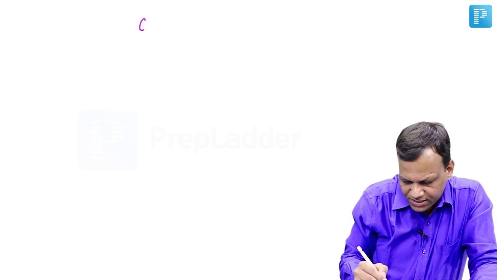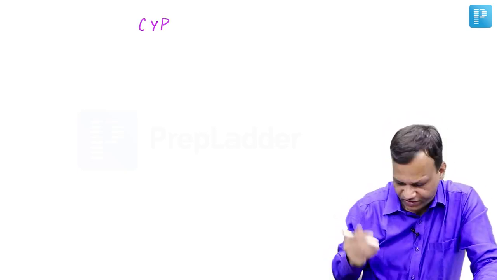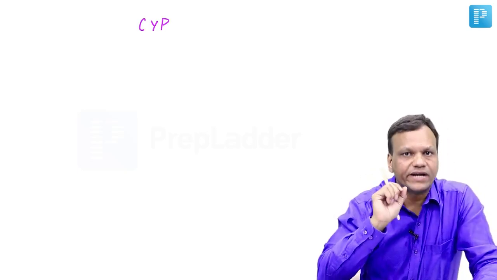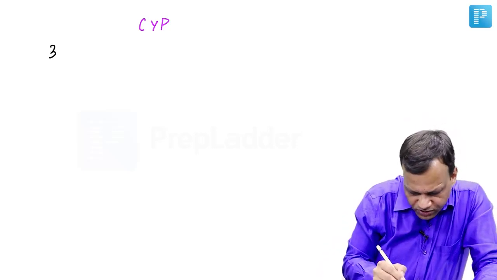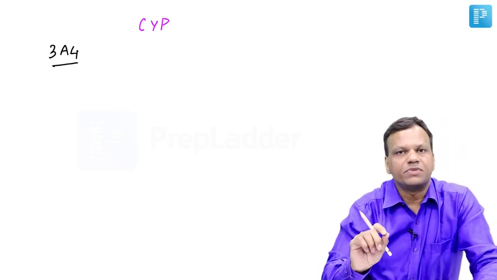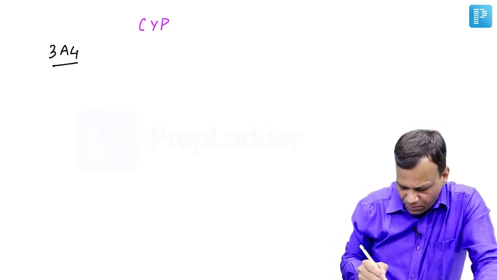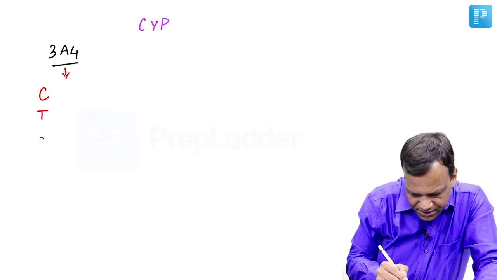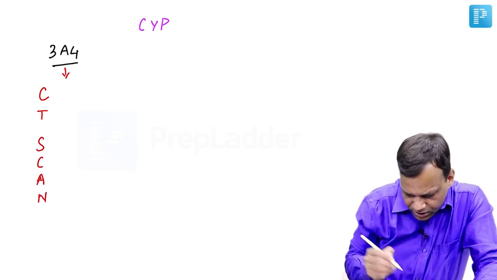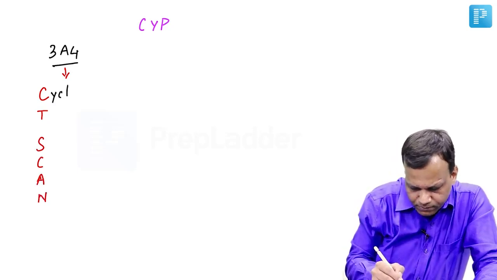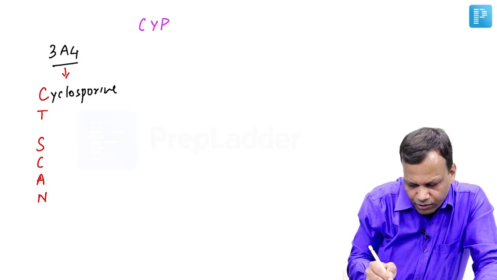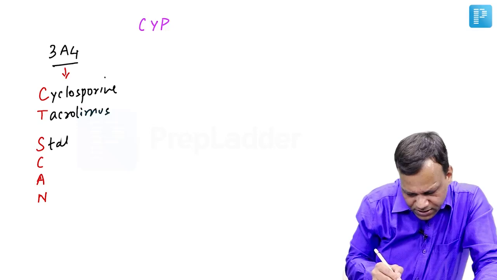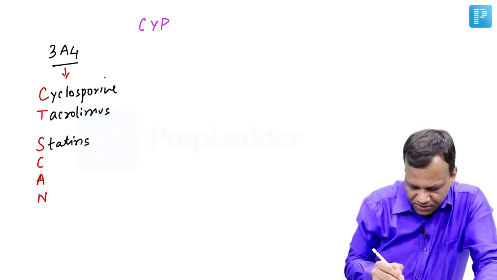Okay? Now, one of the most important microsomal enzymes is known as CYP enzymes or cytochrome P450 enzymes. So you need to remember the important drugs metabolized by these enzymes. One of the isoforms of CYP is CYP3A4, which metabolizes the maximum number of drugs. Drugs metabolized by CYP3A4 you can remember as CT scan. C for cyclosporine, T for tacrolimus. These are immunosuppressant drugs. S for statins. Most of these statins are metabolized by CYP3A4.